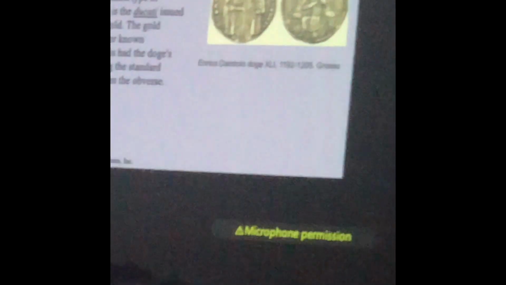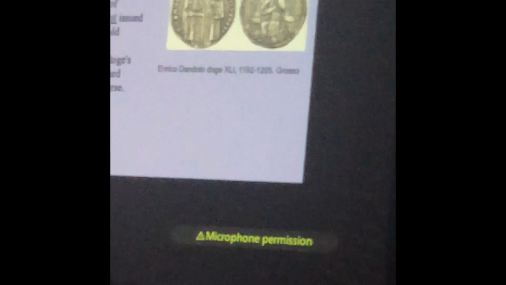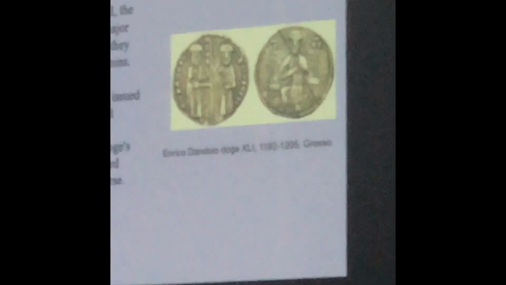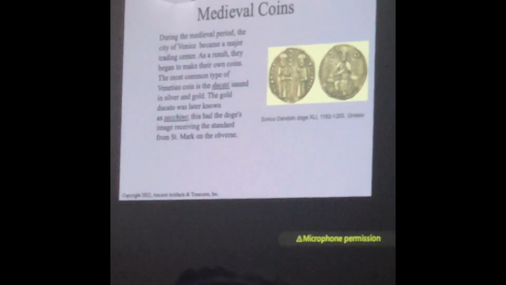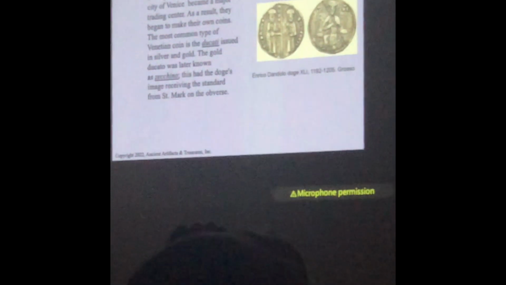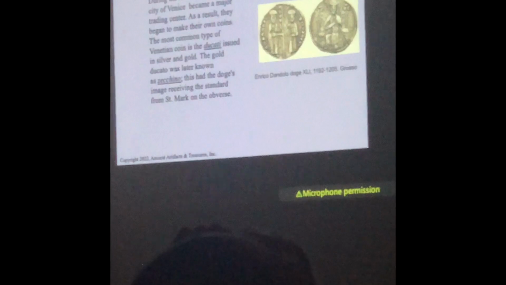This is Enrico Dandolo. I actually brought a coin of his grandson. Now I can't think of his first name, but he's a Dandolo also. I brought one of those coins for you to look at, if you'd like. These were ducats, they were made in silver and in gold. This particular one is a grosso, so that was silver. The one I brought is also silver.